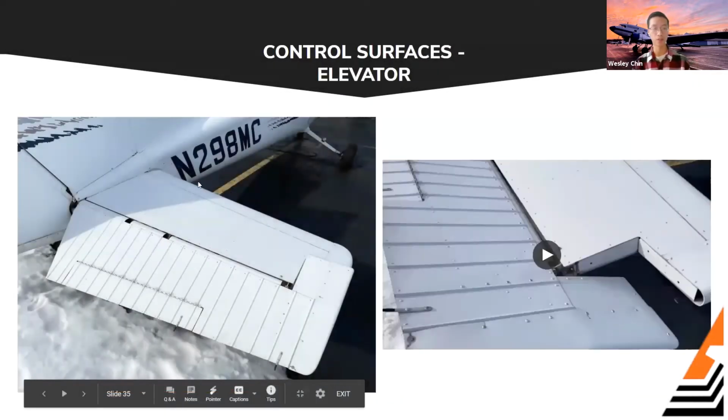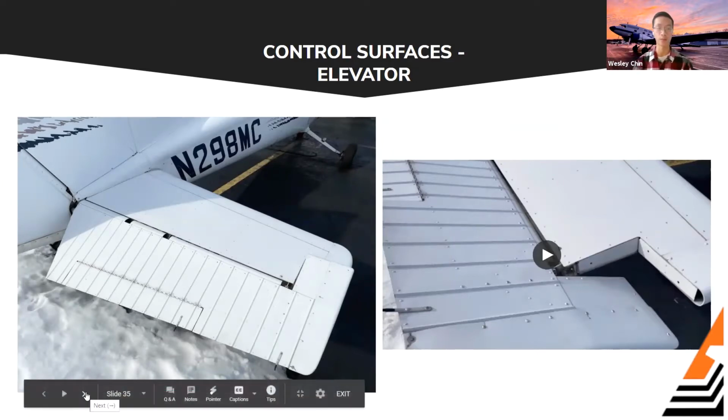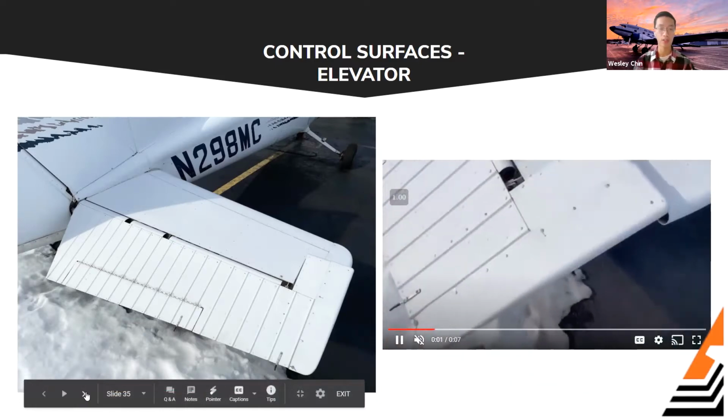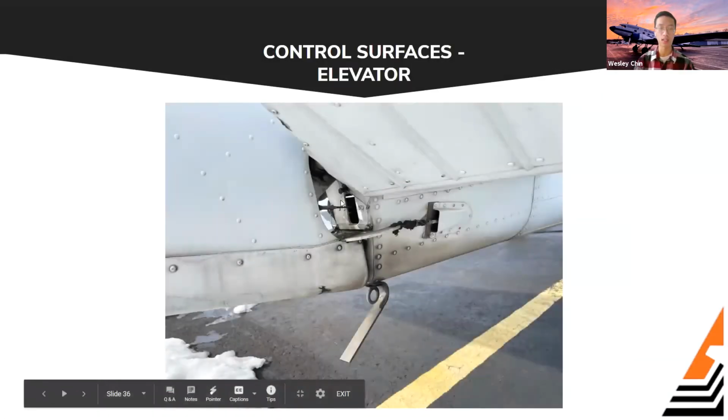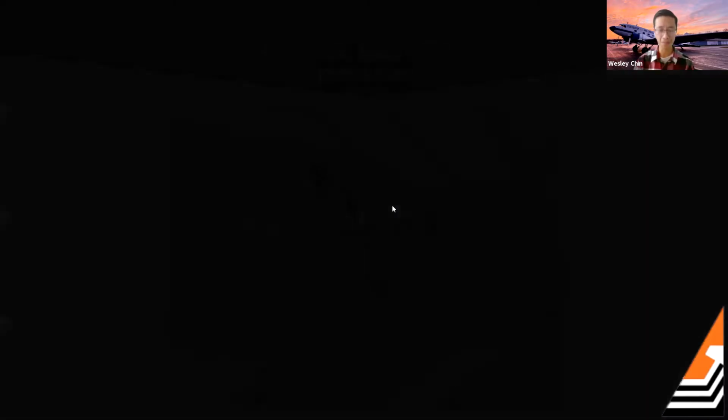Alright, so now we're going to come to the right side here. Again, same deal, we're checking your elevator. I'm not going to play the video, but again, that's just me coming from the side, moving up and down, checking for freedom of movement. And we can also check the condition of the bulkhead over here. So you've got your control cable for the rudder on the right side. We saw your stop bolts earlier.